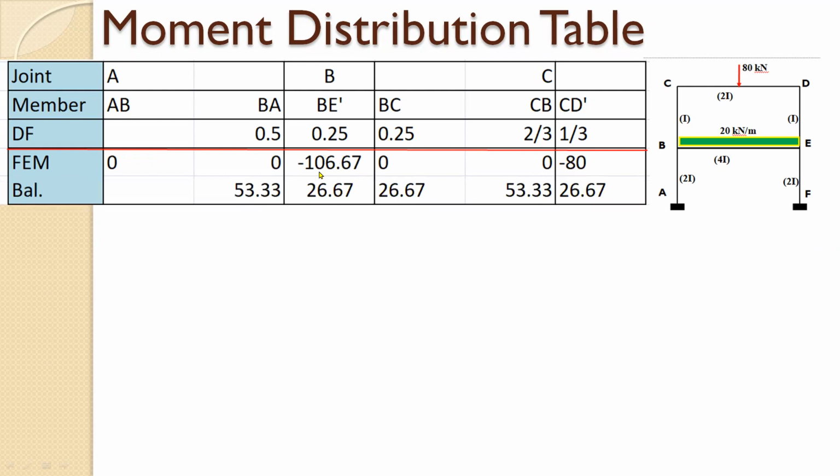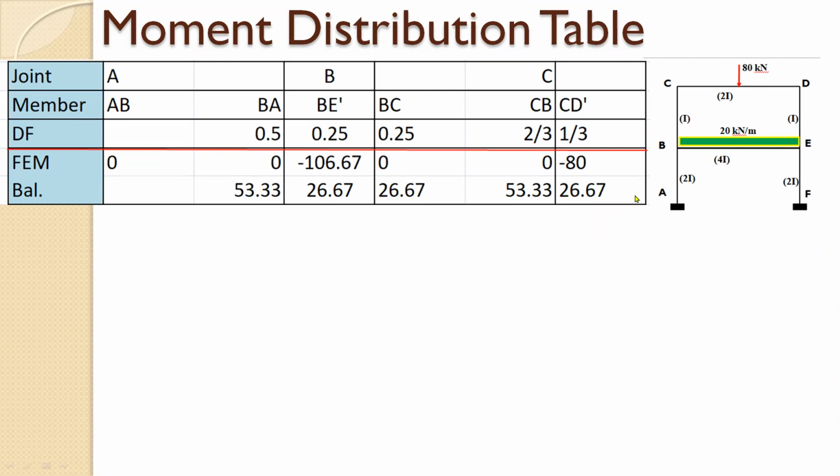If you multiply minus 106.67 by 0.5, you will get this. By 0.25, you will get this and this with positive sign. Similarly, minus 80 multiplied by 2 by 3, you will get this. Minus 80 multiplied by 1 by 3, you will get this.